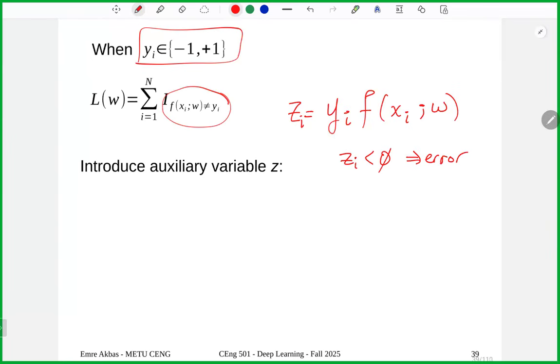And we are doing this because we will use the z function to plot the loss function itself, as a function of that z. So for example, 0,1 loss will be plotted as this.